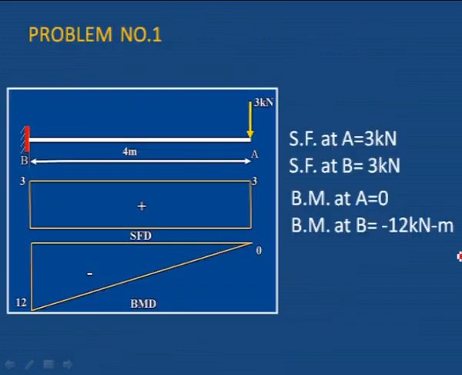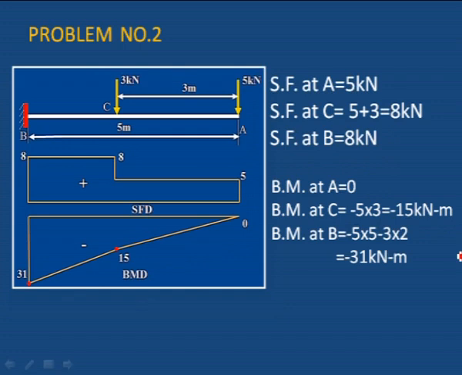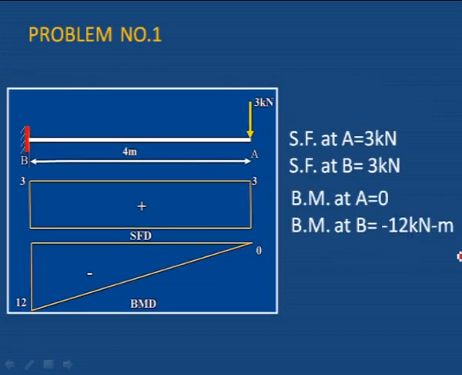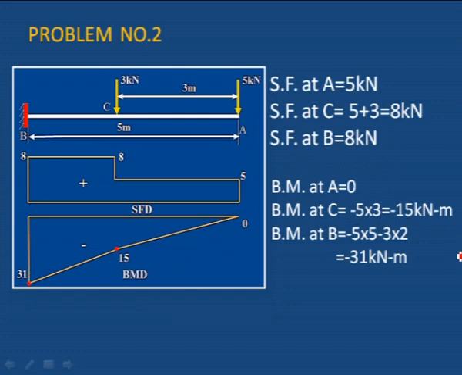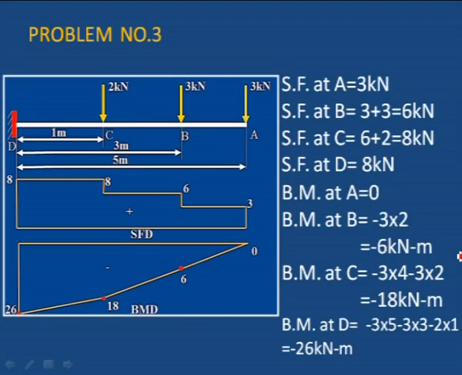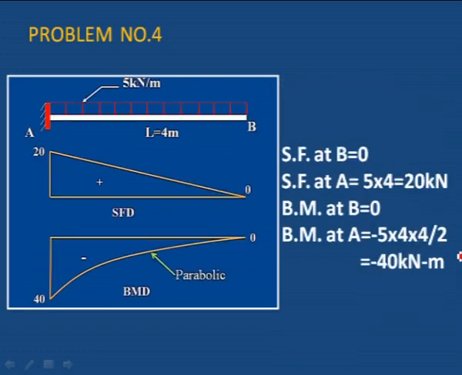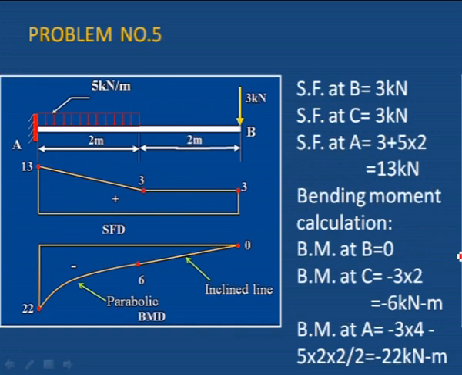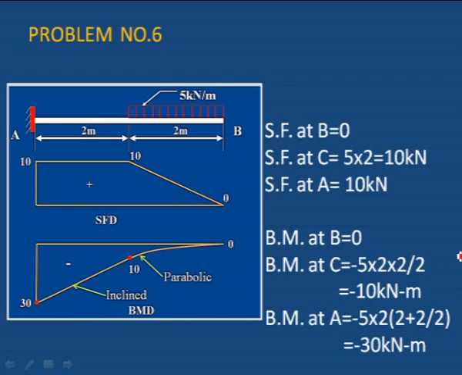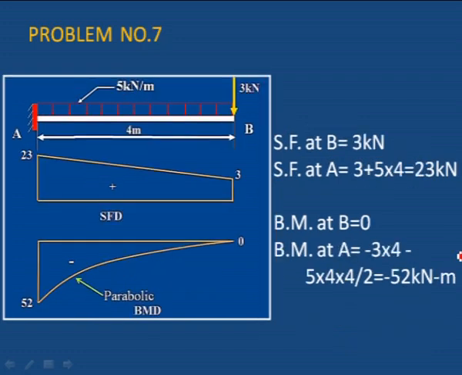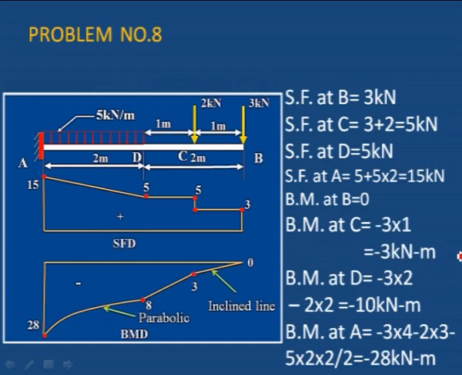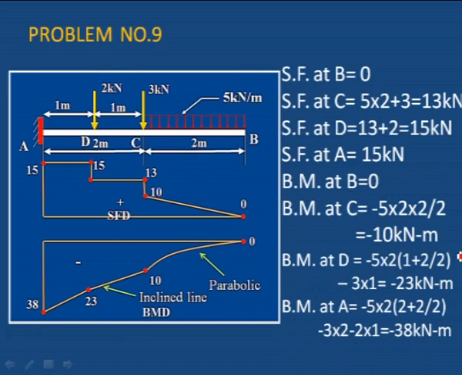Okay, this is what we have studied. Problem number 1 was with only point load. Second is 2 point loads. Problem number 3 is 3 point loads. Problem number 4 is uniformly distributed load. Problem number 5 is half uniformly distributed load and 1 point load. Problem number 6 is uniformly distributed load on the right side, and then point load with uniformly distributed load. Problem 8 is 2 point loads and 1 uniformly distributed load, and here again the UDL is shifted. These are the 9 problems we have discussed in this session.